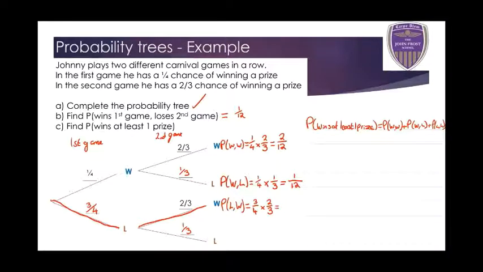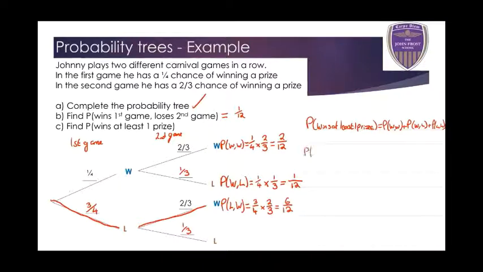Multiply them together. 3 times 2 is 6. 4 times 3 is 12. Okay? Now, find the probability that he wins at least one prize. We need to add all of these probabilities together, okay? So let's add all these probabilities up.